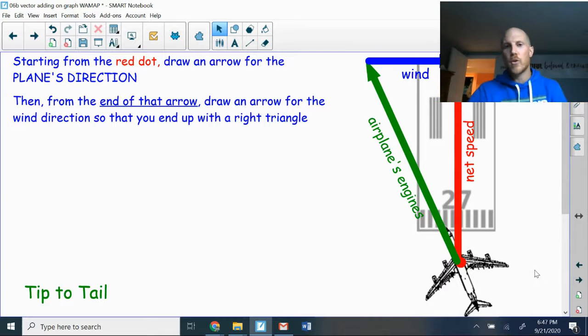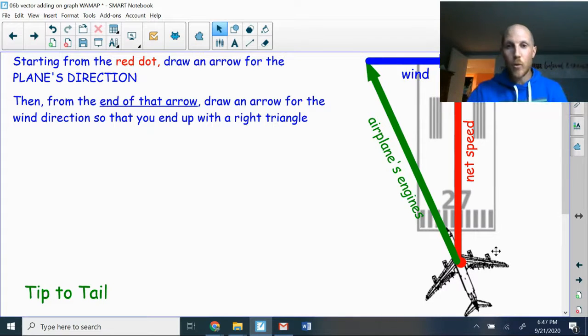Okay, so I pre-drew this just so it'll look nice. We've got the airplane's engines pointing in one direction, the wind blowing it sideways. This only works if we're using vector addition. Otherwise, if we're trying to think about this some other way, it's not going to work. But fortunately, we're doing vector addition and it all works out.